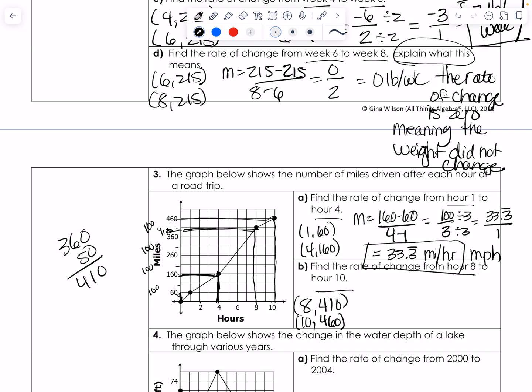So then I'm going to say M is equal to 460 minus 410 over 10 minus 8, which gives me 50 over 2, which is 25 if you divide by 2. I'm sorry, I did that in my head. 25 miles per hour.